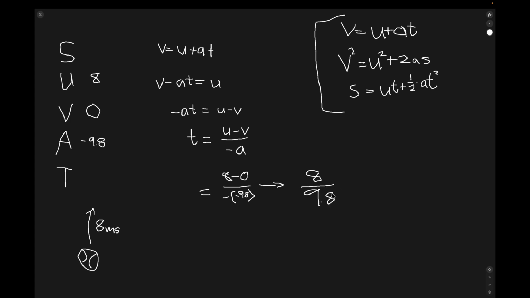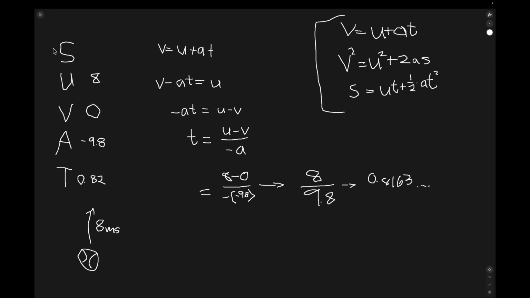If we put that into our calculator, t is going to give us 0.8163. So we're just going to round that to 2 decimal places. So 0.82. There we go. So we have our time, 0.82 seconds.